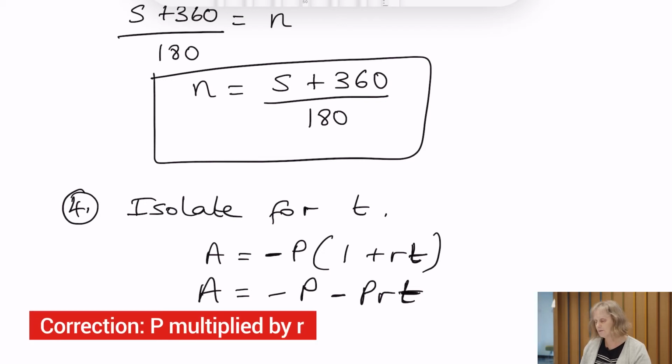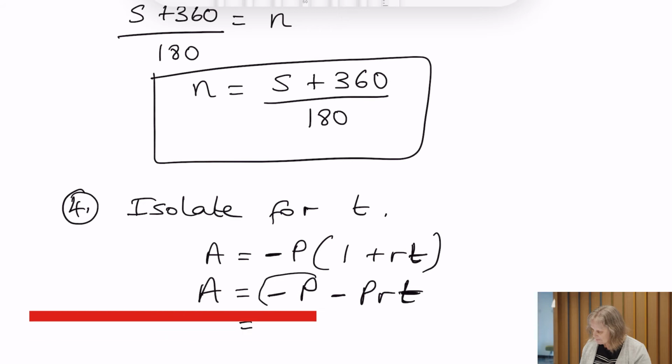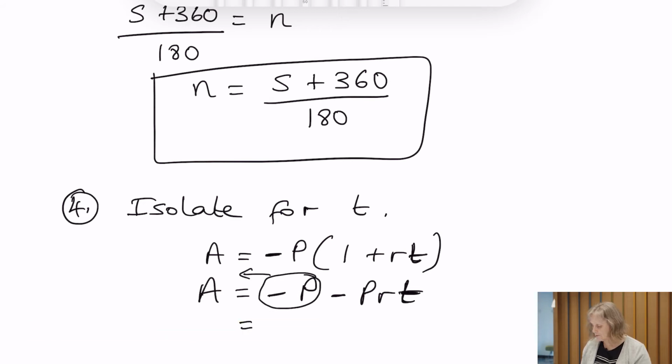We know that t is being multiplied by p, and all of that is negative here. So what we're going to do is take over this p. We know it's subtract on the right-hand side, so if we bring it over to the left-hand side, we are going to reverse the sign, so it's going to be plus p here, and we've still got our negative prt on the right-hand side.